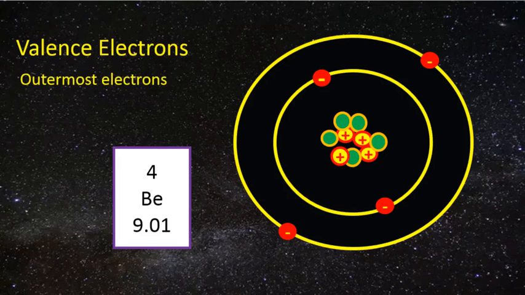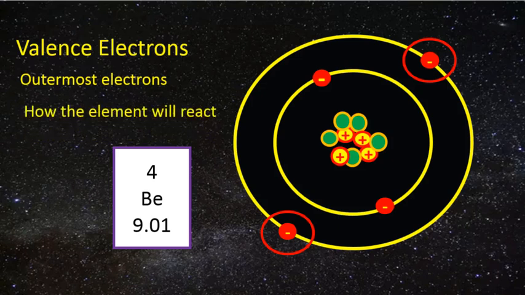In our example here, we have beryllium, and you can see that it has a total of 4 electrons, but it has 2 in its outer shell. These are its valence electrons. They're important because they help tell us how the element is going to react with other elements. So these valence electrons are very important. They kind of dictate how they are going to chemically react.